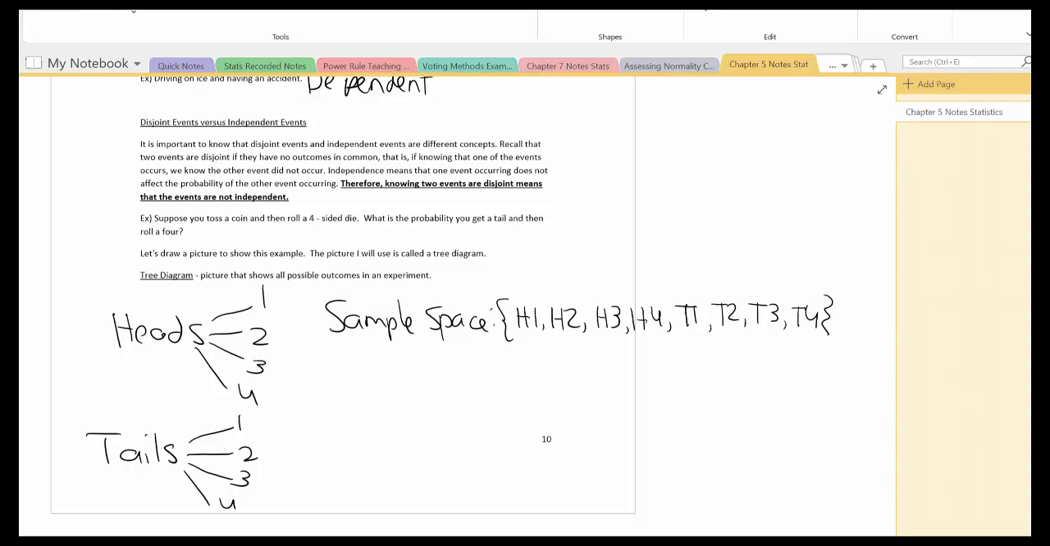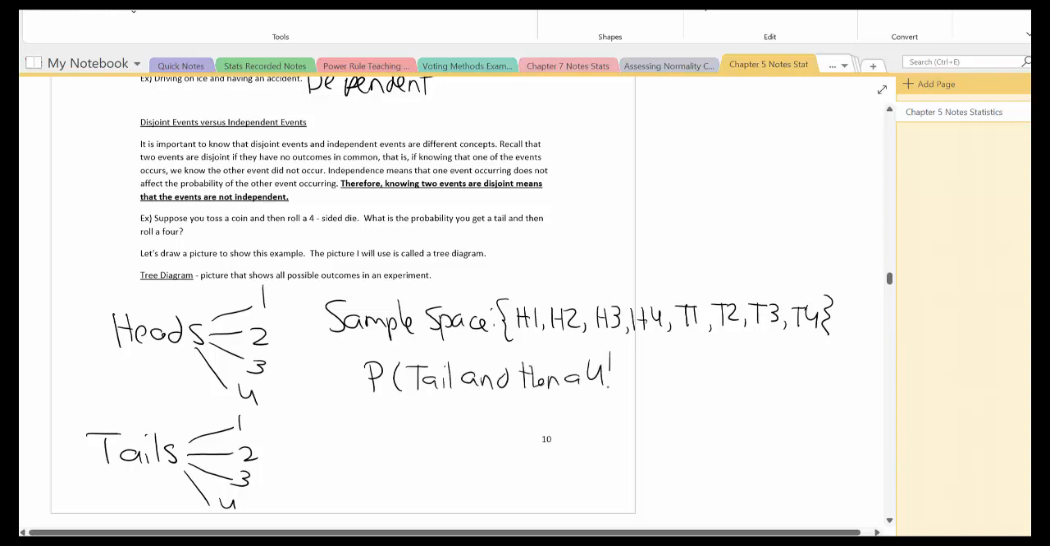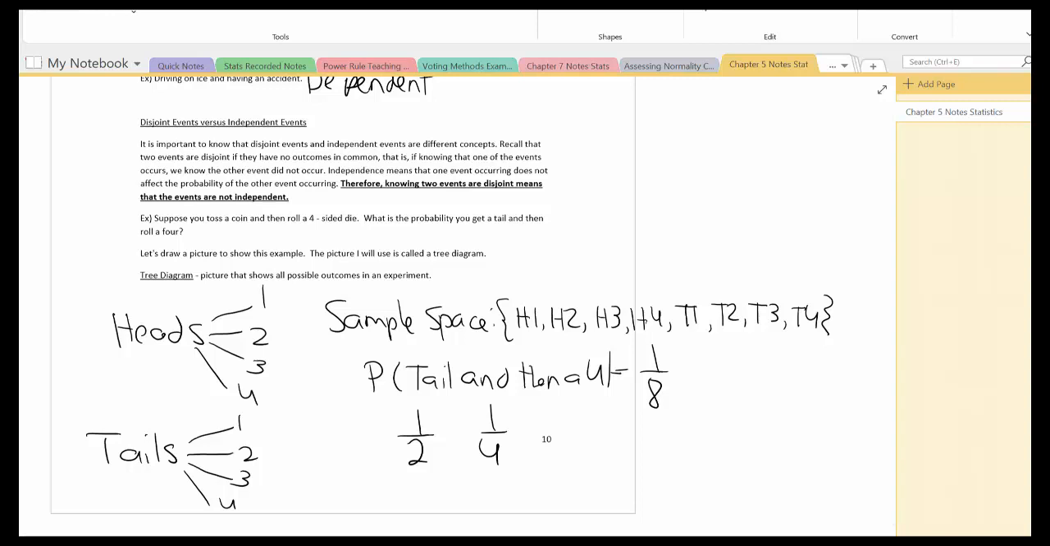So again, the probability is asking for getting a tail and then a 4. Well, that's going to be 1/8. One possibility, tails and 4, out of 8 total. Now, is there another way that I can look at this? The probability of getting a tails is 1/2. The probability of rolling a 4 on a four-sided die is 1/4. What basic operation can I put in between these numbers that would get me to 1/8? Clearly that's going to be multiplication. 1/2 times 1/4 is 1/8.